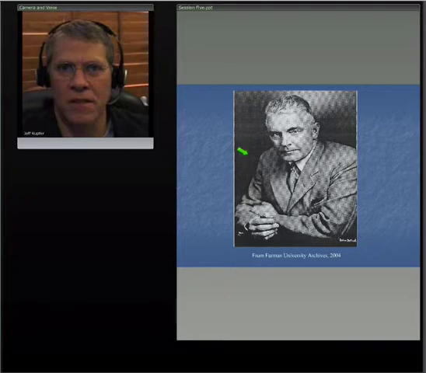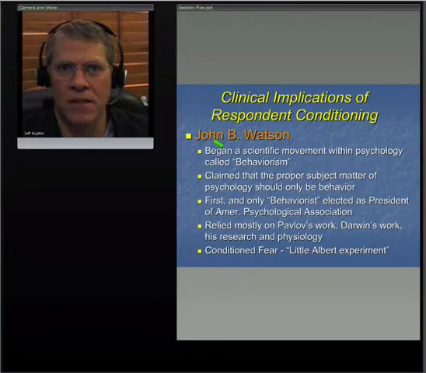This is a picture of Watson. Watson contributed a great deal to the field of behavior analysis, and in particular, he was one of the ones who started bringing the philosophy and the research of Pavlov into the United States and applying it to discuss topics in psychology. He was said to start the movement of behaviorism in psychology.